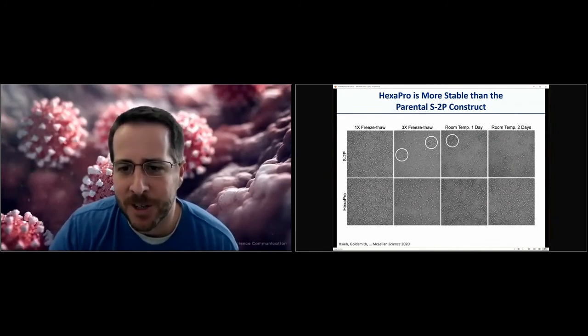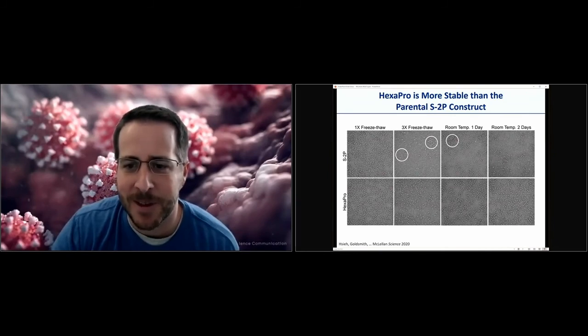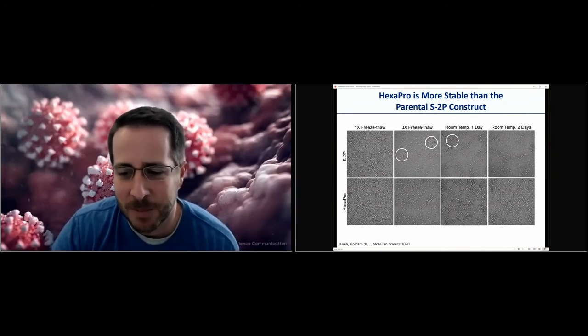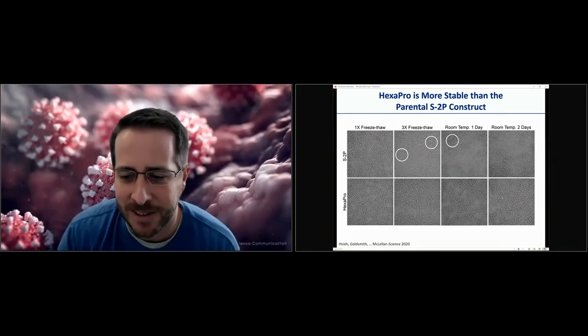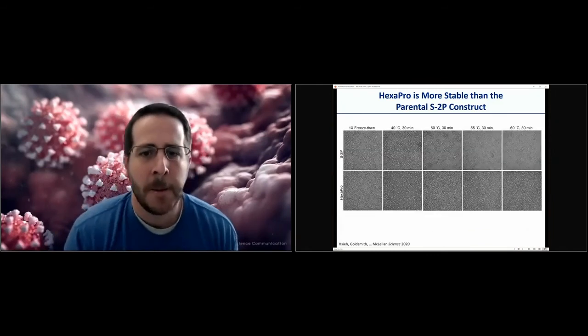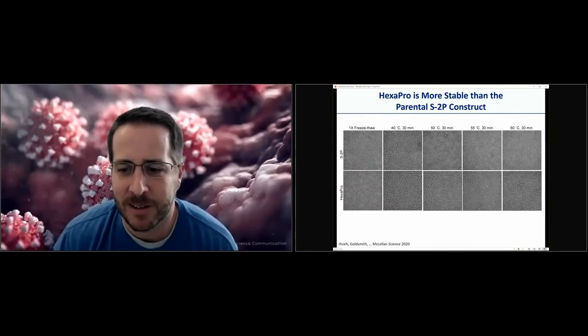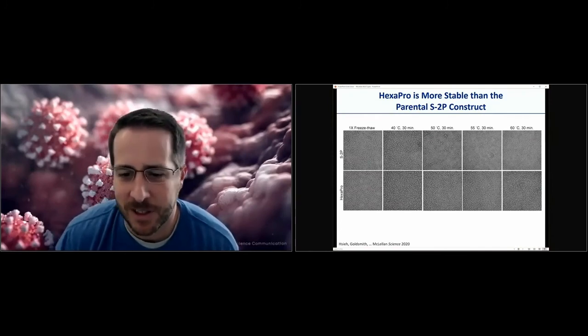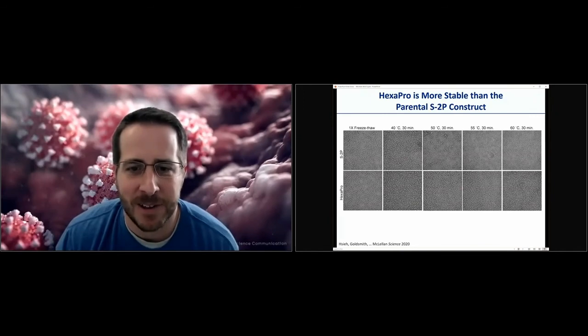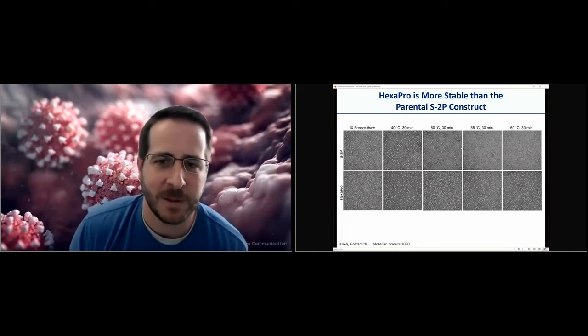For room temperature incubation, S2P doesn't really like being incubated at room temperature for a day or for 2 days. Hexapro is totally fine after 2 days. We'd probably go longer. We could even heat it. So Hexapro could be heated to around 55 degrees for 30 minutes and still look fine, whereas S2P after 50 degrees started to fall apart and you get a lot of debris.